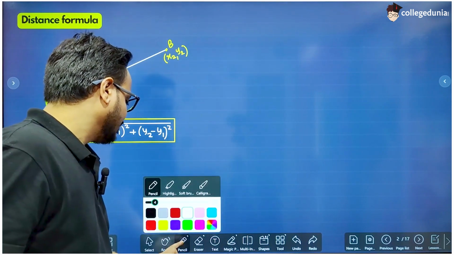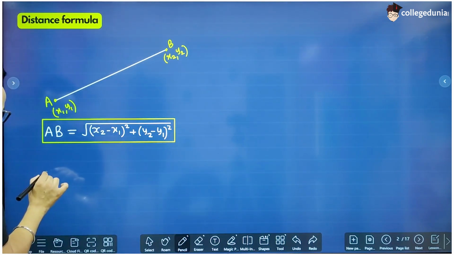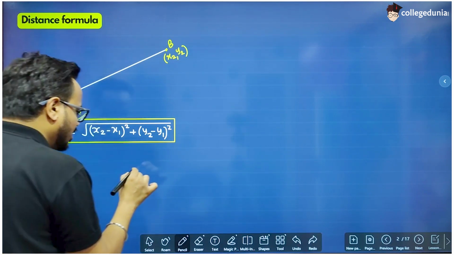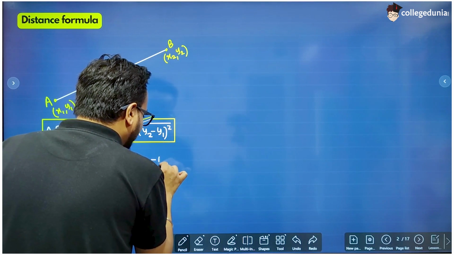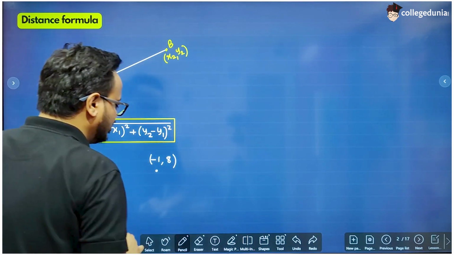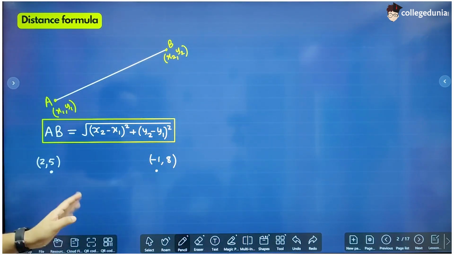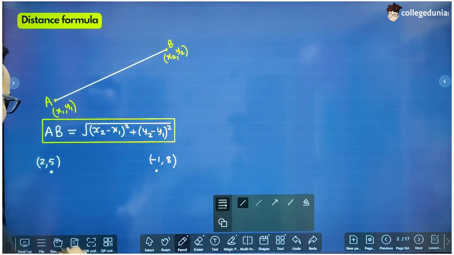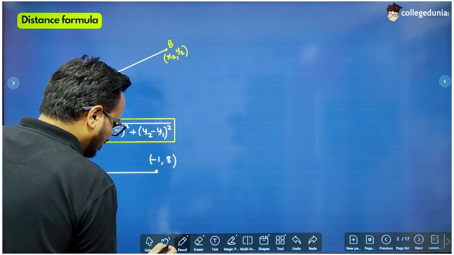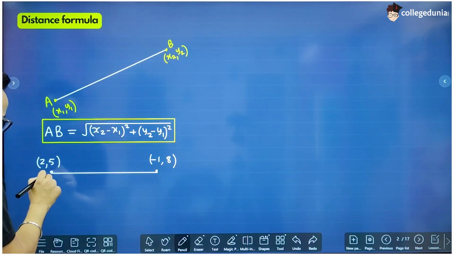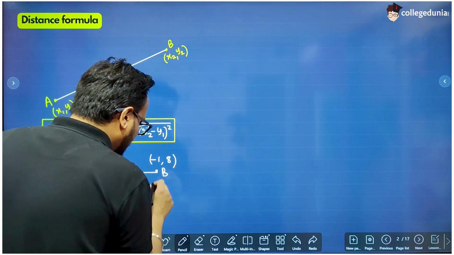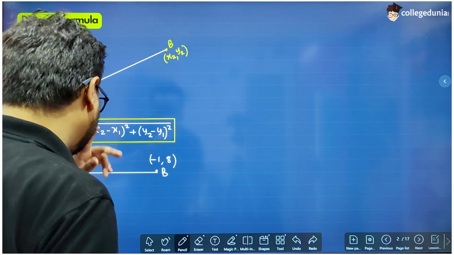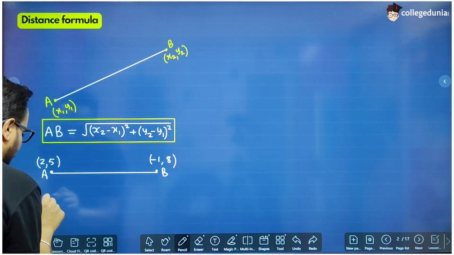For example, let us say we have 2 points. Here we have a point 2, 5, and here we have a point minus 1, 8. We are taking these points not according to their actual position, but just plotting them randomly just to understand the concept of the formula. So now we have to find the distance AB. Coordinates of A are 2, 5 and coordinates of B are minus 1, 8. So what is the distance AB?